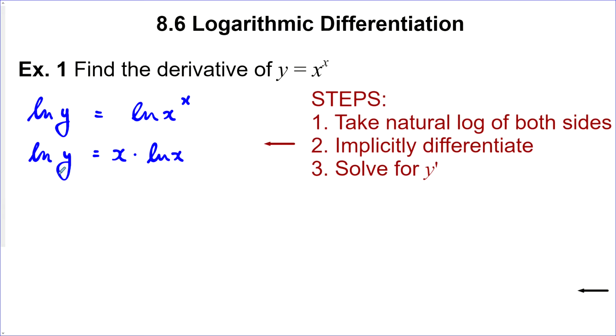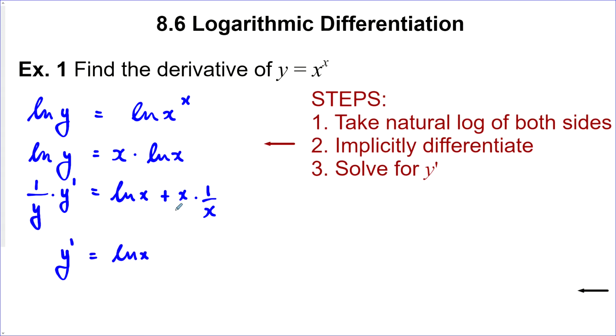So the derivative of the natural log is 1 over its argument times the derivative of its argument. And on this side we need the product rule, so the derivative of x is just 1 and then plus, leave x alone, the derivative of the natural log of x is 1 over x. So that gives us y prime over y equals the natural log of x plus 1.